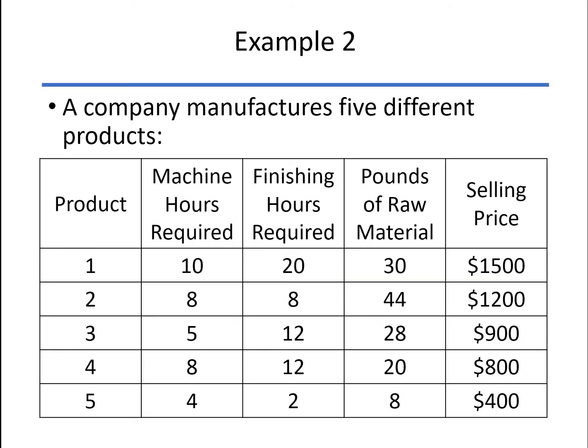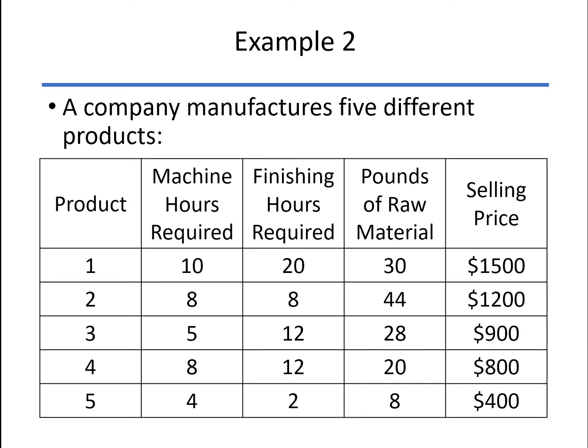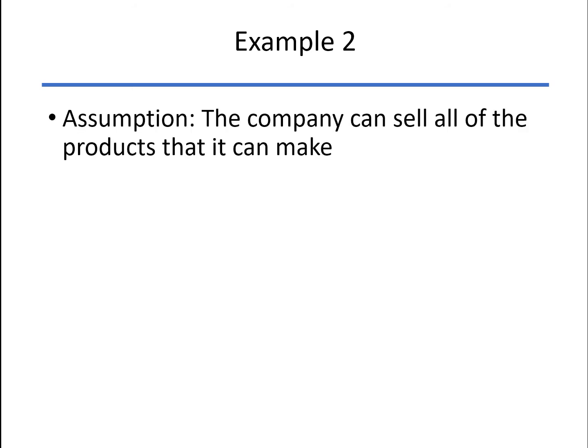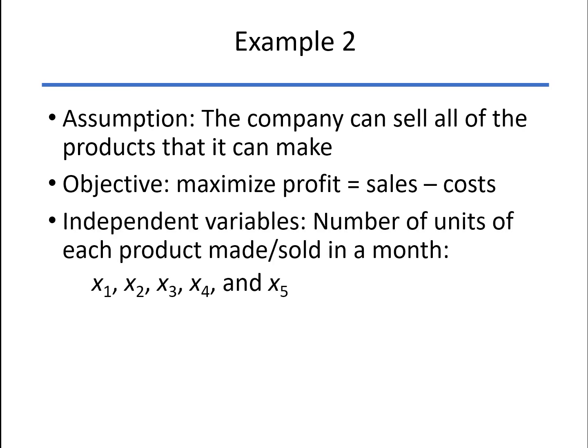Now, I'm not going to go through this second example. If you want to step through it on your own, you can kind of follow the slides. But it's one where we're looking at 5 different products that a company can make. And for each product, we have a selling price, but we also have costs associated with it, of course. Machine hours, finishing hours, and the pounds of raw material. So we've put these costs in for machine hours, for skilled labor, and for raw material. And if we make the assumption that you can sell all the product it makes, what you're intended to do, of course, is to maximize your profit.